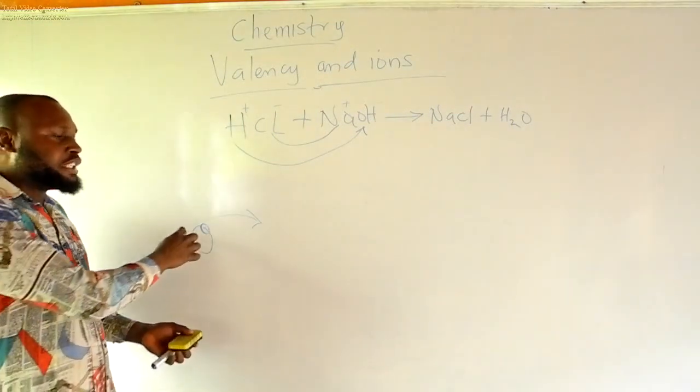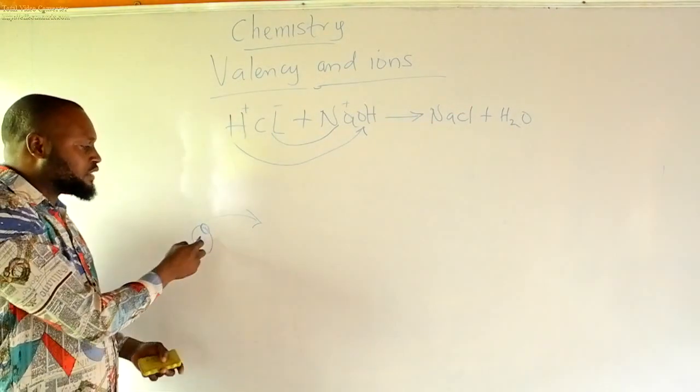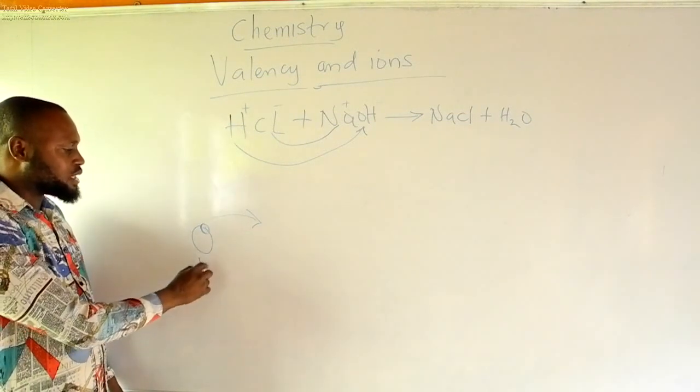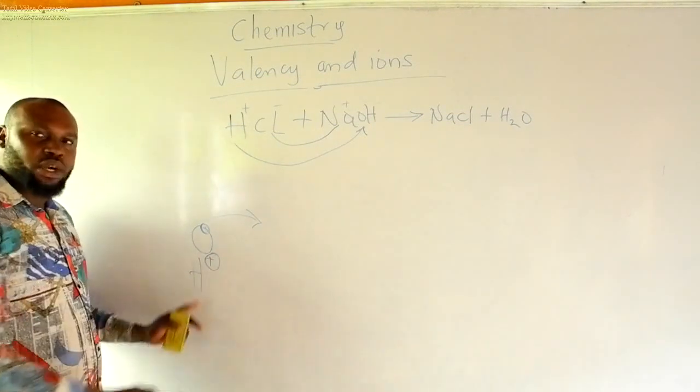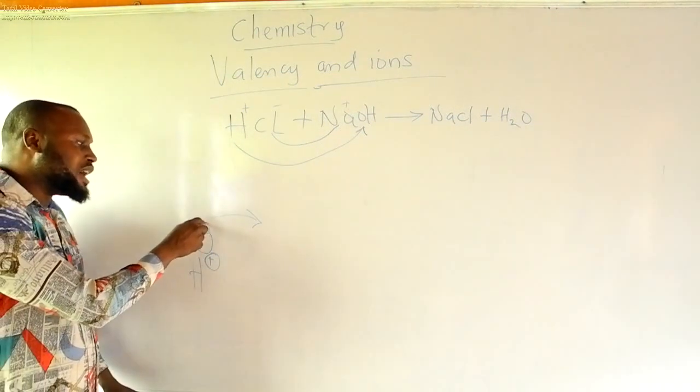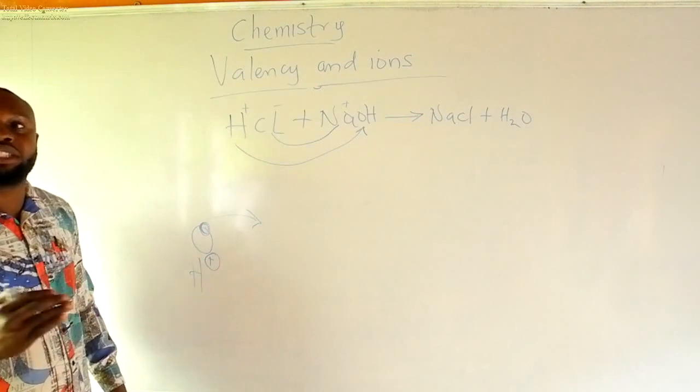So if hydrogen is an electron donor, it will carry what? A positive charge. So mind you, looking at this, hydrogen has what? A positive charge. Where is the positive charge coming from? The positive charge is coming from what? The single electron it has on the outermost shell.